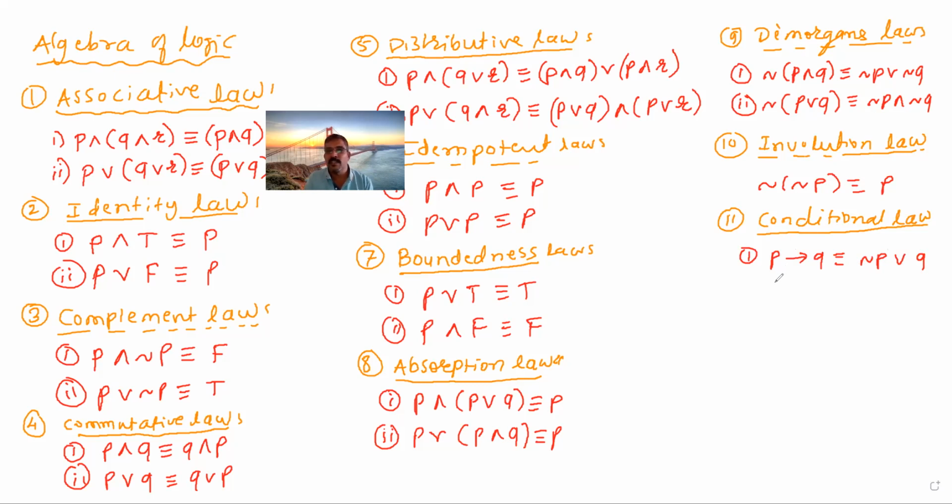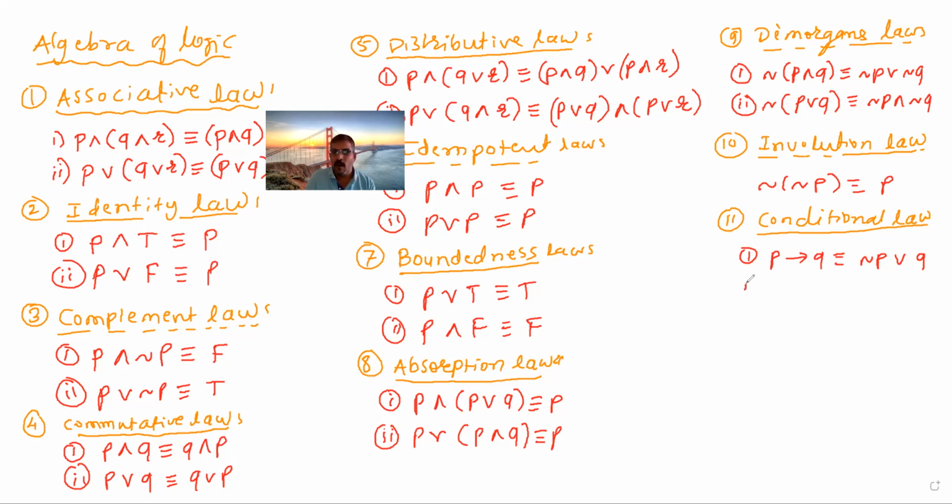You can say this P is the hypothesis and this Q is the conclusion. Here the meaning is you have to negate the hypothesis and keep the conclusion as it is, and in between them you have to write OR. This is the meaning of implication, it means conditional. This is a law and very important to keep in your mind.